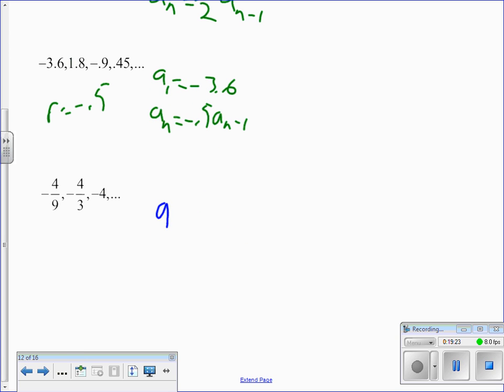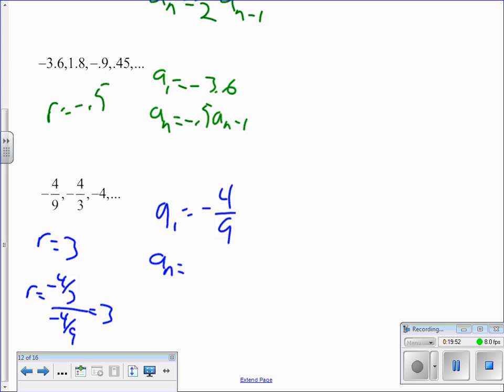The last one, my first term, a sub 1, negative 4/9. R in this case is, and here's a nice one, to get from negative 4/3 to negative 4, multiply by 3. Then you can always, just like I said, just divide. R is negative 4/3 divided by negative 4/9. And what you'll get? You'll get 3. A sub n is 3 times a sub n minus 1. Piece of cake. You got to figure out what r is, and it's r times a sub n minus 1. That's it.